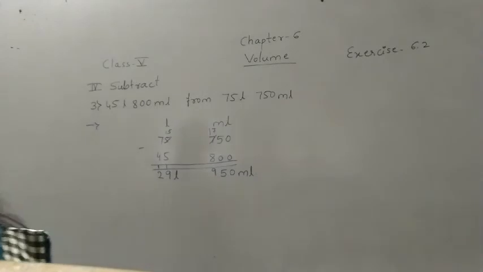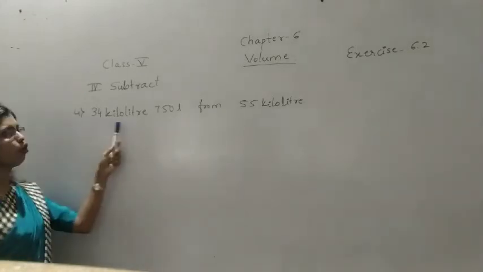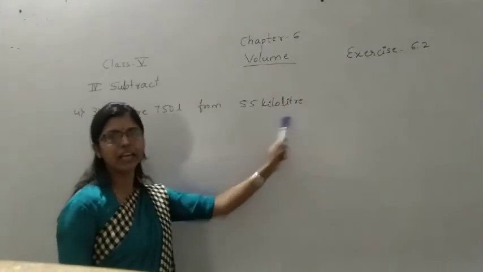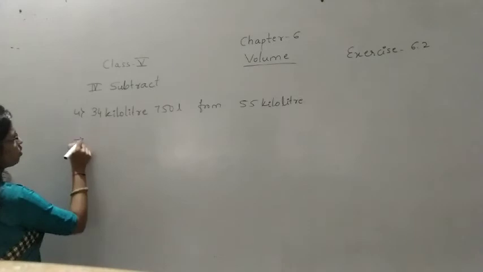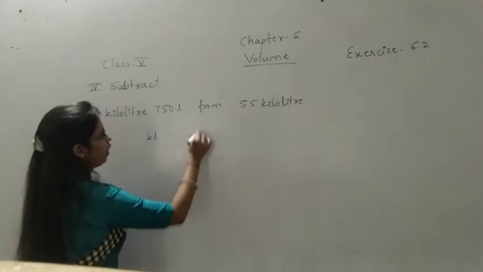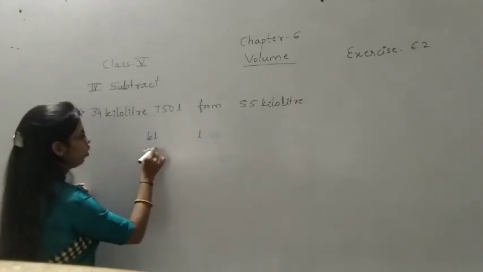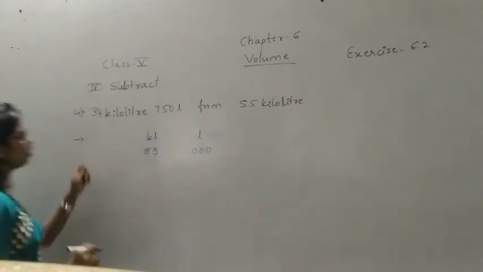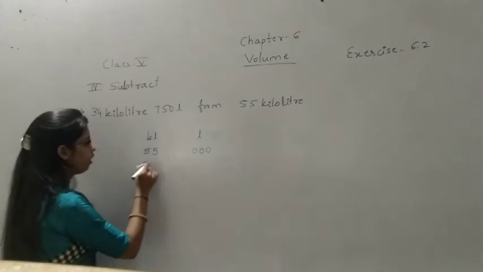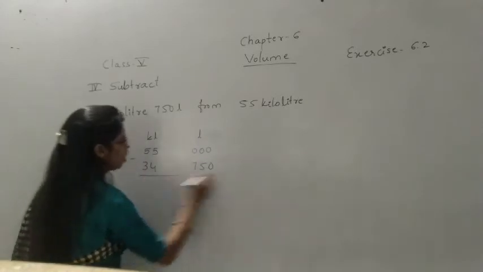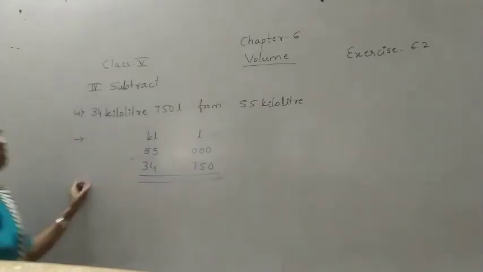The next one is 34 kiloliter and 750 liter from 55 kiloliters. So dear students, first we should do kiloliter and liter. So that is 55 kiloliter. There are no liters, so I will write 00 there. So this one is 34 kiloliter and 750 liter. Now we should subtract this.